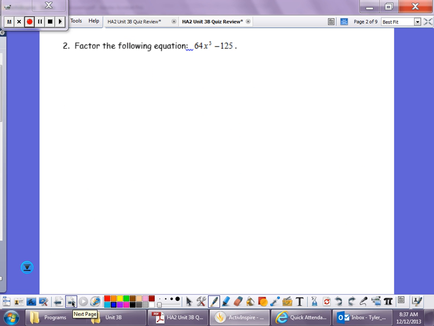Alright, for number 2, it asks you to factor. Alright, you have to recognize this is a difference of cubes. When you have a difference of cubes, you have to use the formula that you need to memorize. You're not going to be given this formula. So the cube root of 64 is 4. The cube root of x cubed is x. And the cube root of 125 is 5. Okay? So this is your first part.